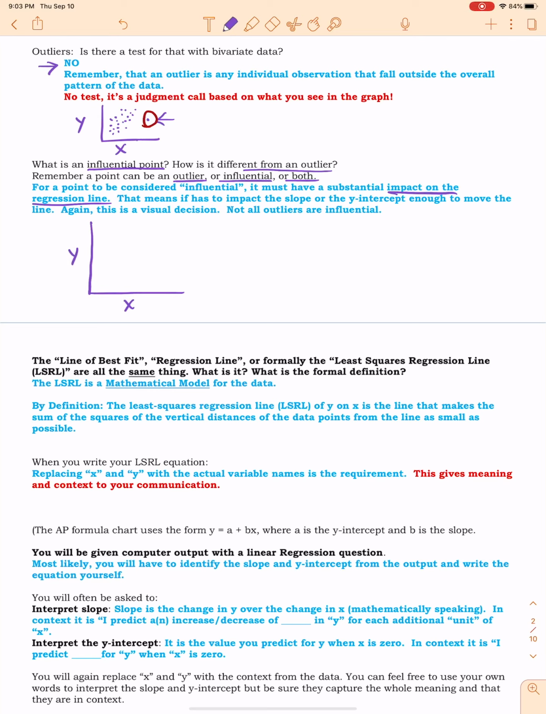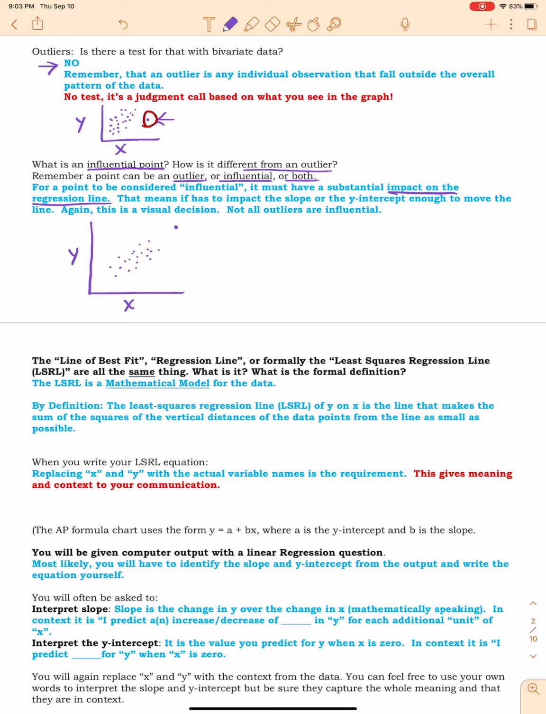we've got x and y here, and I know I'm labeling all of my x and y axes with just x and y, but when we use a real example, we will write context here. We won't just use x and y. So let's say we've got some points here. Well, let's say I put a point out here.